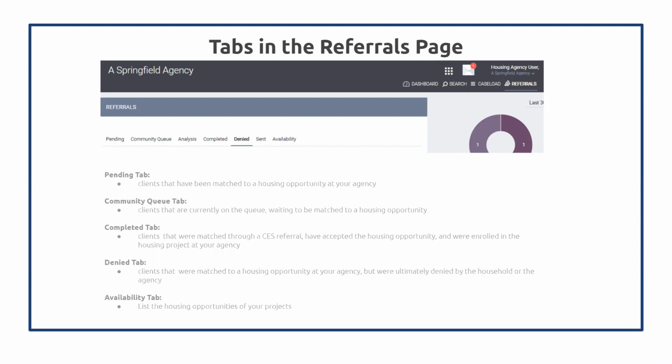In the pending tab, I can see the clients that have been matched to a housing opportunity at my agency. That's here. In the community queue tab, we can see the clients that are currently on the queue waiting to be matched to a housing opportunity.